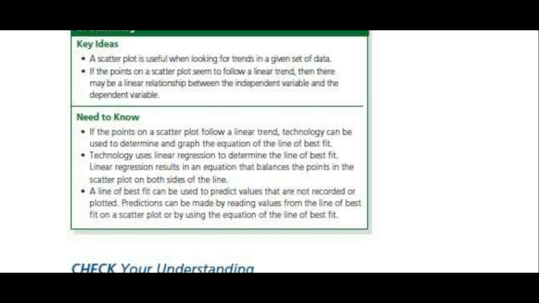So plotting, putting the points in first, setting your window, and doing a scatter plot is a good first step, right? To decide, well, what does this look like? If points on a scatter plot seem to follow a linear trend, there may be a linear relationship. Then you can use technology. A linear line of best fit can be used to predict values.